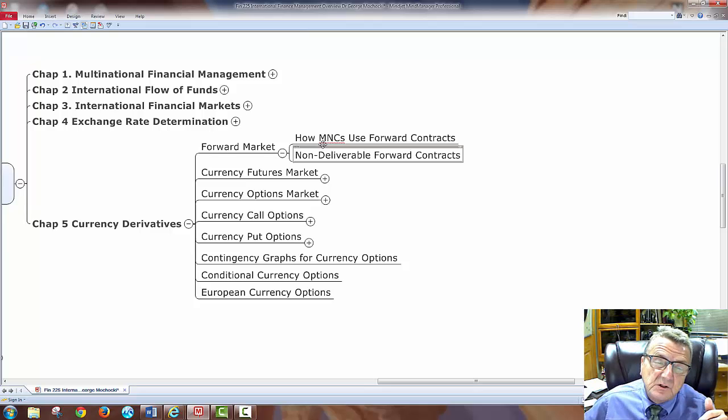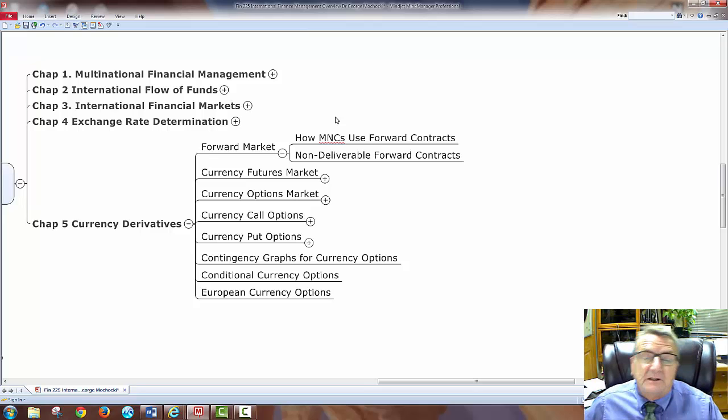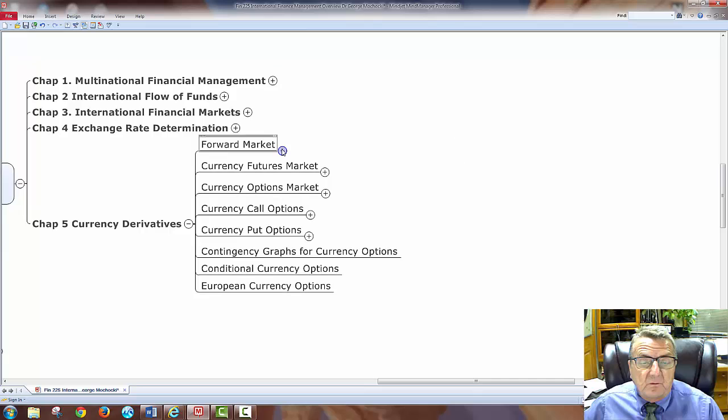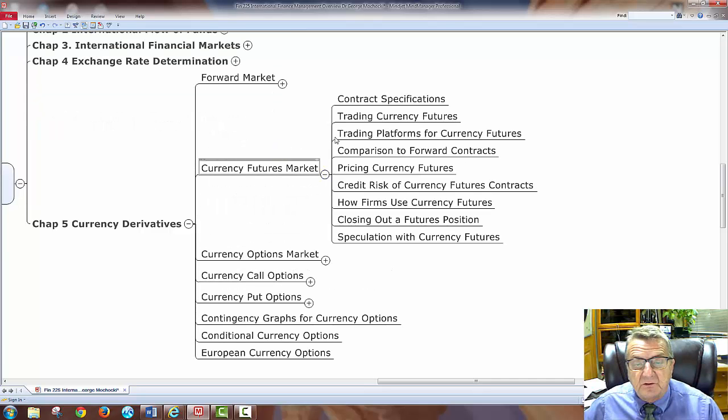I'm a multinational, a subsidiary or business or headquarters, or I want to be multinational. How do I utilize and play in the financial markets? Because my markets and my customers are outside my domestic domain, in what we would call the global economy. Okay. So forward market, currency futures, trading, comparison, pricing.